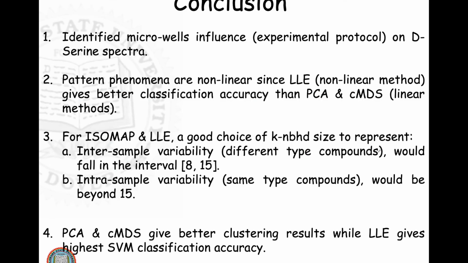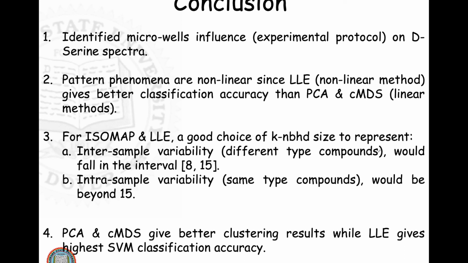And so what did we learn from this? We were able to find the presence and the influence of microwells influencing the composition of D-serine. The experimental protocol in D-serine was using a material in which this compound resided when you pulse the laser on this compound, and that material was showing up in the spectra. So we were able to identify the influence of these microwells or the experimental protocol on the spectra of D-serine.